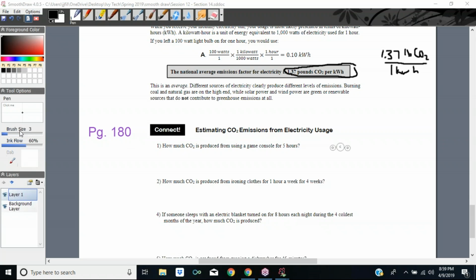So what we're going to do with these problems is there's a chart on page 181 and 182. So 181 is the electricity usage and 182 is what we call standby power usage.